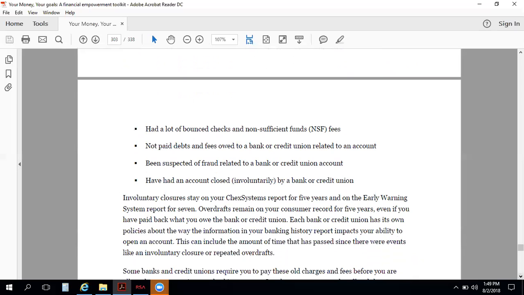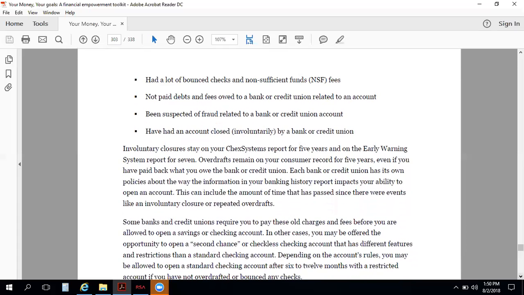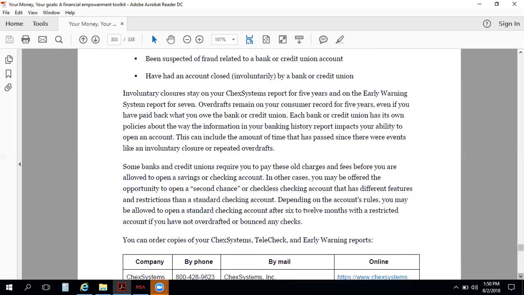Clients might not be aware that that information would still be out there if they have a history of bouncing a check or having their account closed or overdrawing every month. They might not be aware that information is accessible by the new institution they're looking at setting up an account with, but that information is out there, and it could be a barrier to them getting a new account.